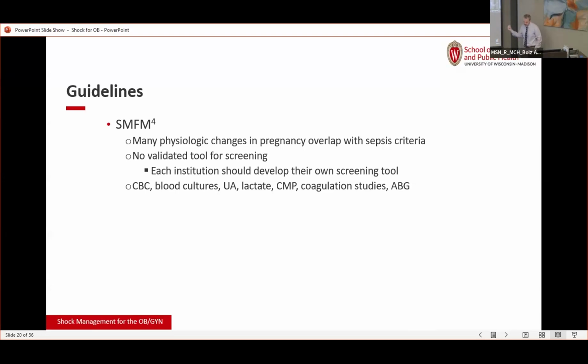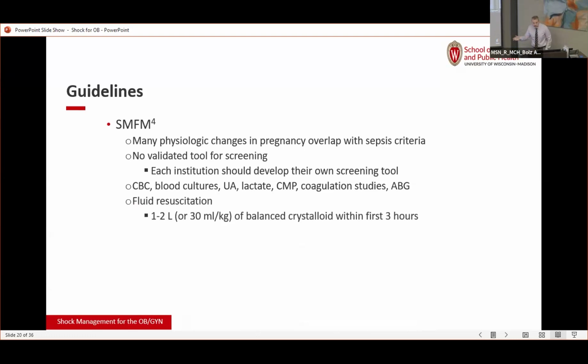CMP, coagulation studies, and I like an ABG. And then you want to get fluid resuscitation like we talked about. Surviving Sepsis says the same thing. SMFM says 1 to 2 liters of fluid, which most of our young, healthy patients can tolerate 1 liter. Again, you could always give 500. You can always give more, as I talked about.